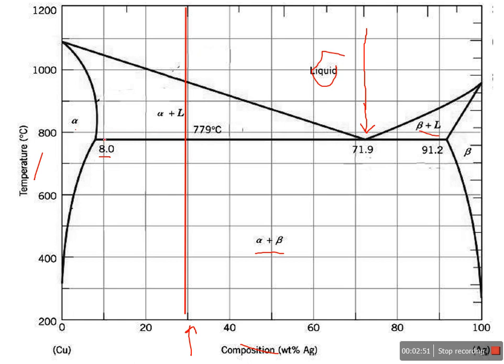Now, the crucial point for this question is when we're just above the eutectic temperature, the composition of the liquid is determined by the intersection of the tie line with the liquidus line, and you can see that it actually becomes equal to the eutectic composition. So just above the eutectic we have alpha and liquid, with the liquid having the eutectic composition. As we cool to just below the eutectic, the alpha changes a small amount, but the liquid fully transforms to give the eutectic combination of alpha and beta.